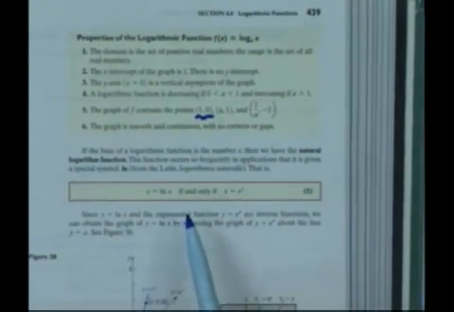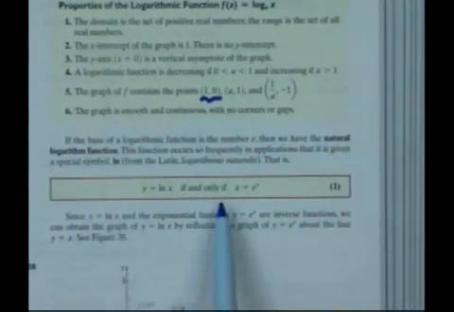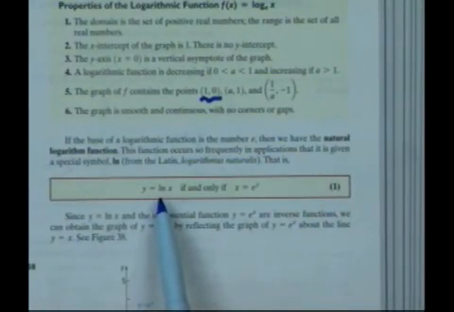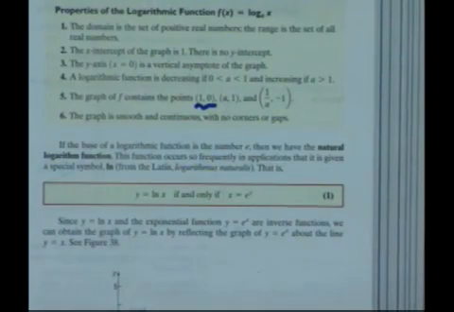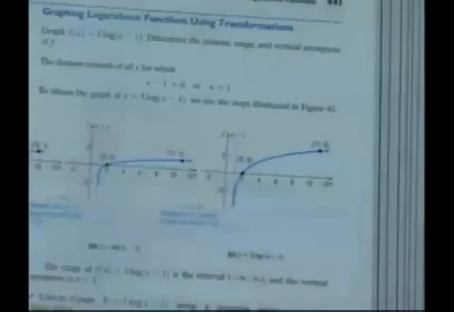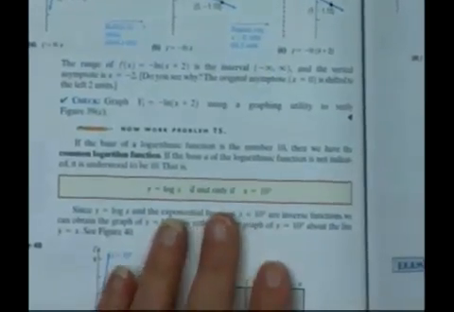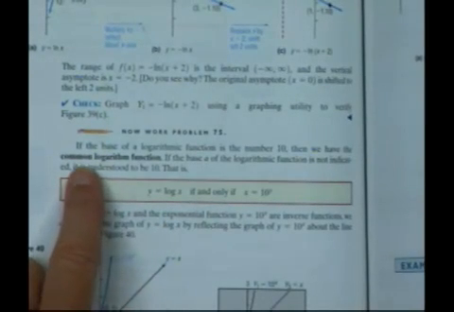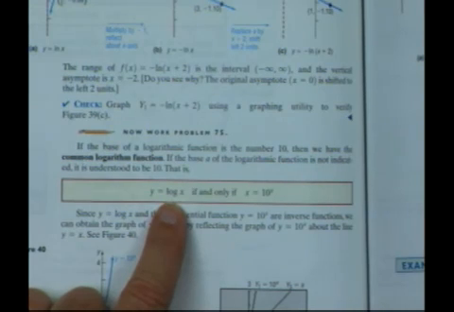All right, in the middle of page 439 is where they define the natural logarithmic function. That is a base e. Natural logarithmic function. And it occurs very frequently in applications. Okay? Let's flip the page. Those are just graphing transformations. Page 440 in the middle, this is where you see your common log function. That's just your log to the base 10.